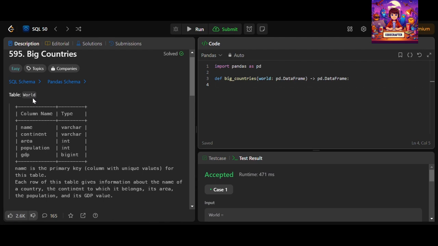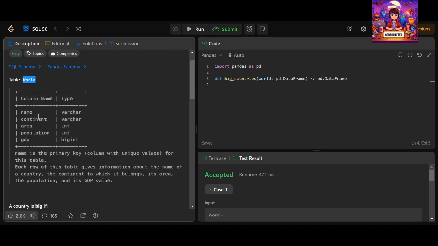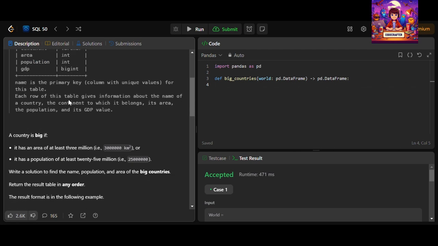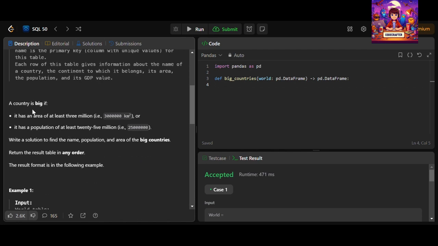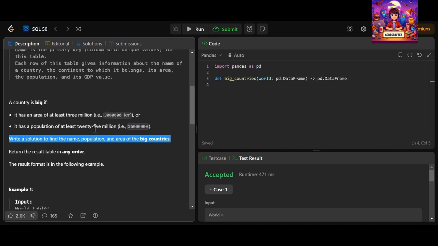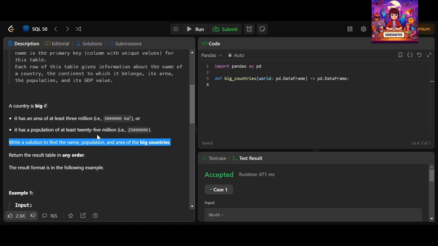So they have defined a table with columns of name, continent, area, population, and GDP. So they specified the data corresponding to the columns. And what is the problem they have given? Write a solution to find out the name, population, and area of the big countries. How are big countries defined here?